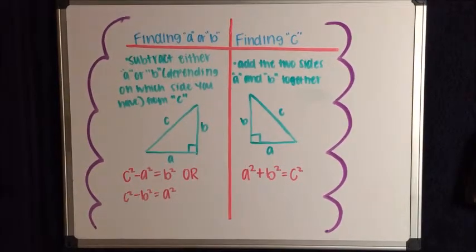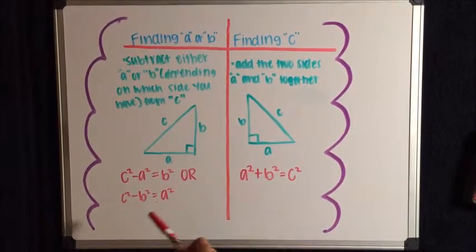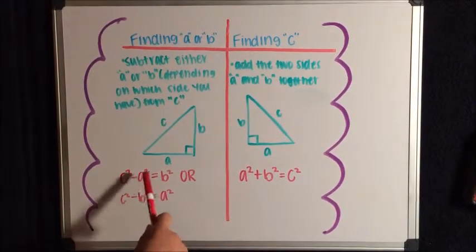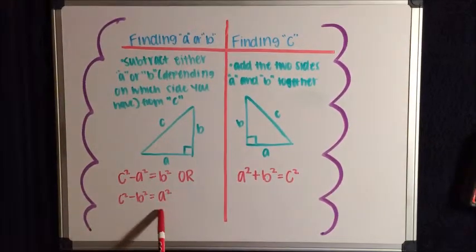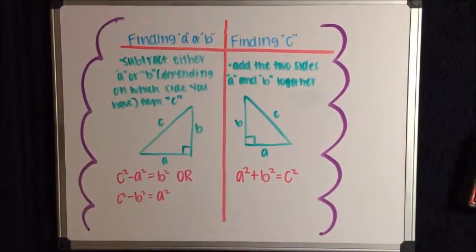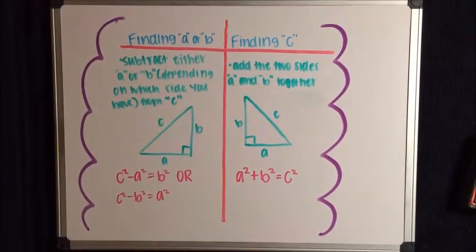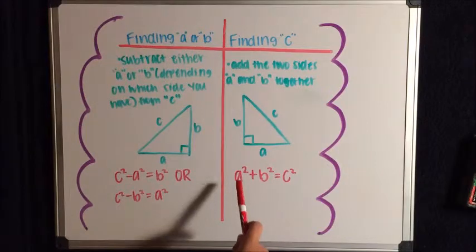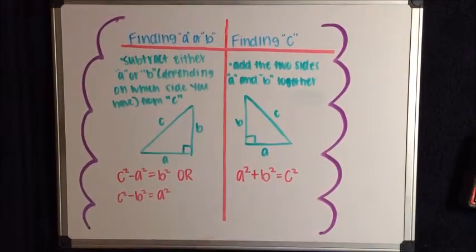If you're trying to find side A or B, you need to subtract the square of either A or the square of B from the square of C to get your other side measurement. If you're trying to find side C, which is the hypotenuse, you need to add the square of A and B to equal the square of C.